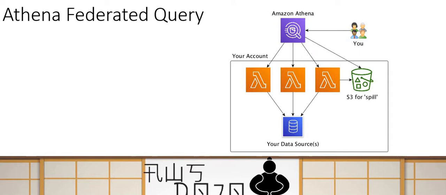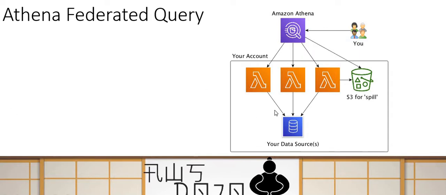Now with the federated query feature, Amazon Athena can actually talk to any data source. That data source could be a log, could be a NoSQL database, could be a relational database, could be a file, it could be anything. And from those data sources, you can query data using Amazon Athena.